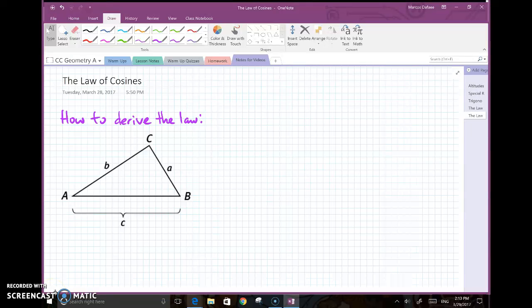This video is about how to derive the law of cosines and how to use it. I have two examples coming up after the derivation.